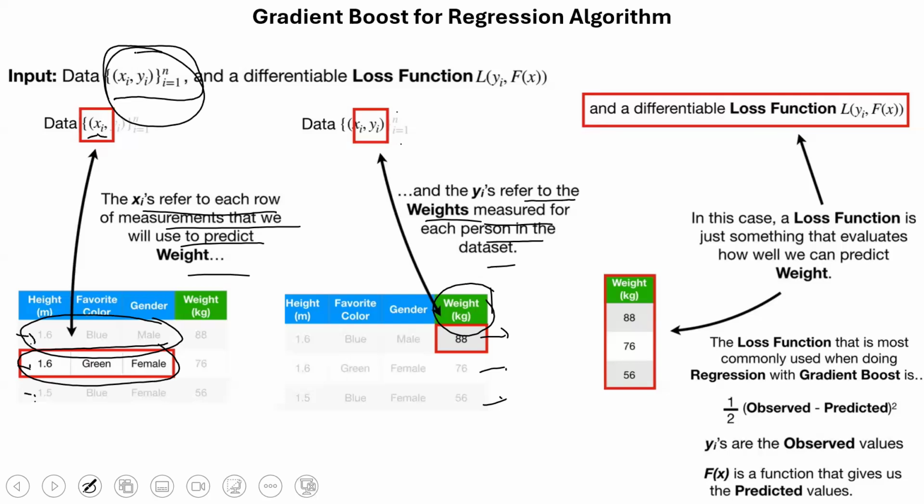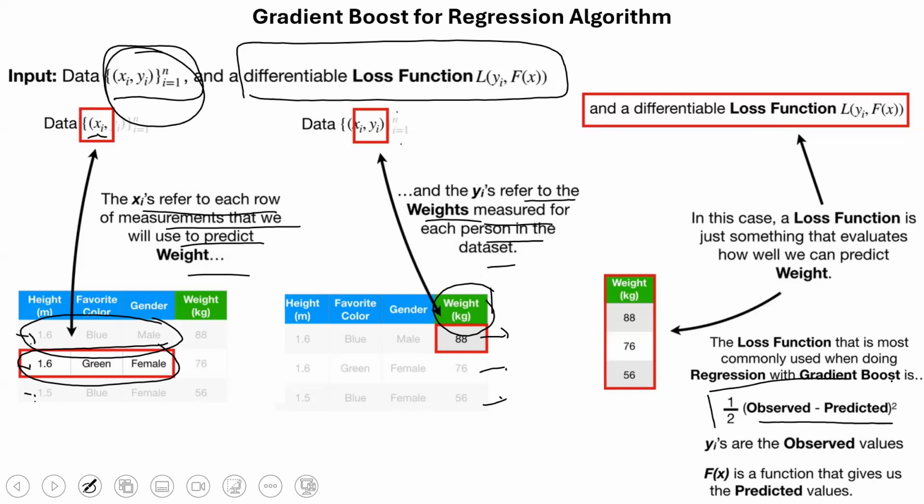The other input is a differentiable loss function. So what is a loss function? A loss function is something that evaluates how well we can predict weight. You will understand the loss function better later. The loss function that we use for gradient boost is 1 by 2 into (observed weight minus predicted weight) whole square.